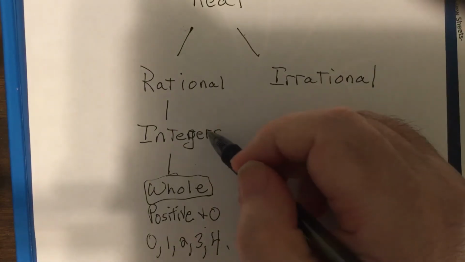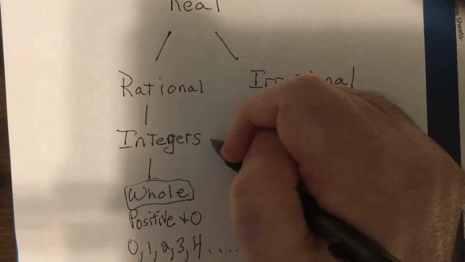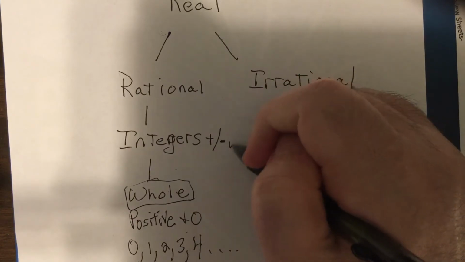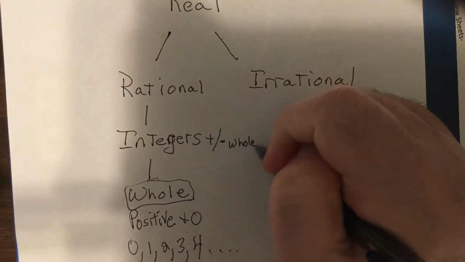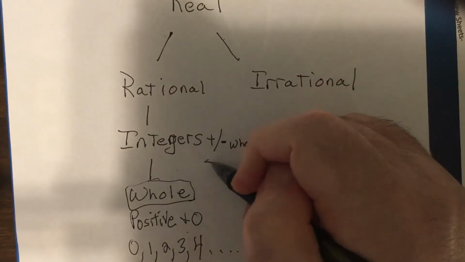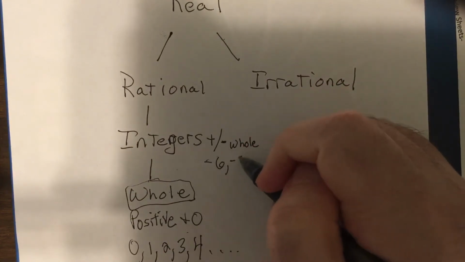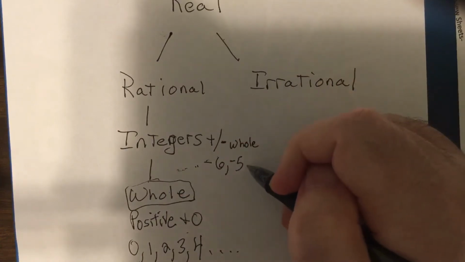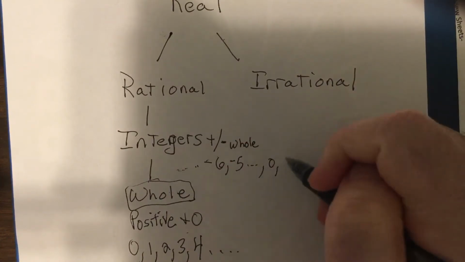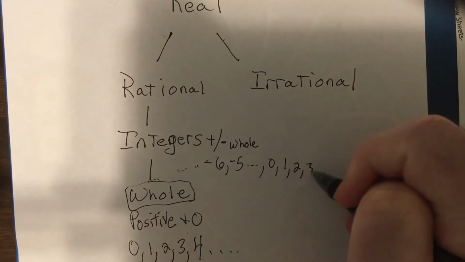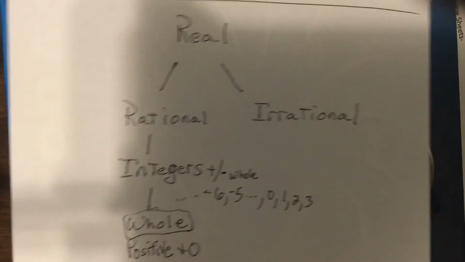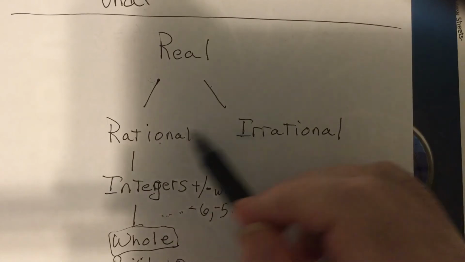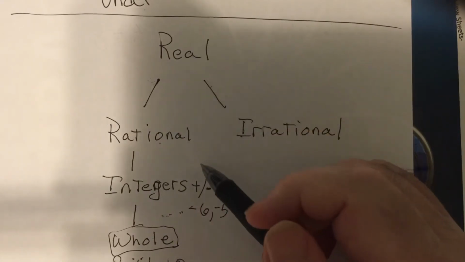We actually start with integers, which is just positive and negative whole numbers. So that would be -6, -5, and of course we go all the way to infinity, and then 0, and then 1, 2, 3. So we start with integers, then we have rational and irrational, which together make up something called real numbers.